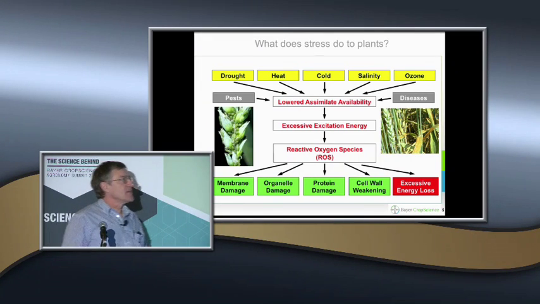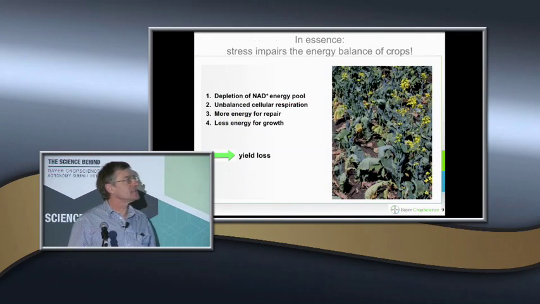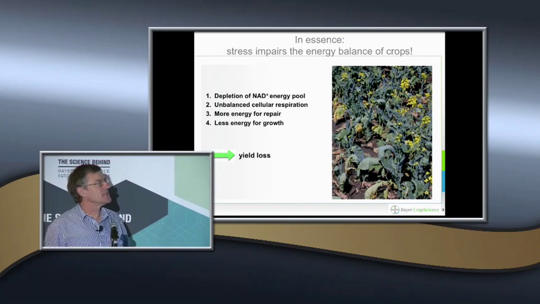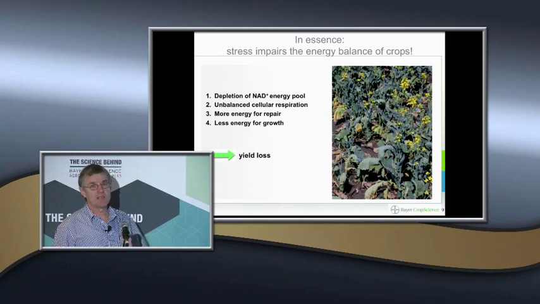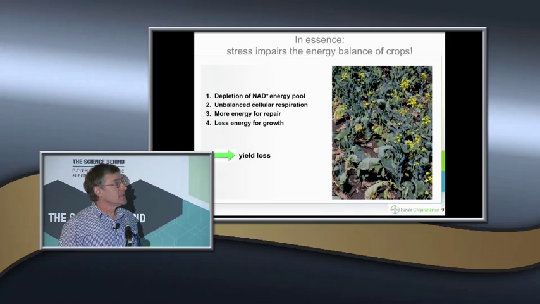So summarizing this in essence, we can say that stress impairs the energy balance of a crop. And so more energy goes for repair. This is the must for the plant. So they have no regulation what to do first, producing energy or producing repair mechanism. They go always for repair. And if you are lucky, you get the water you need to start growth again. If you are unlucky, the plant will die and you will lose your total yield.